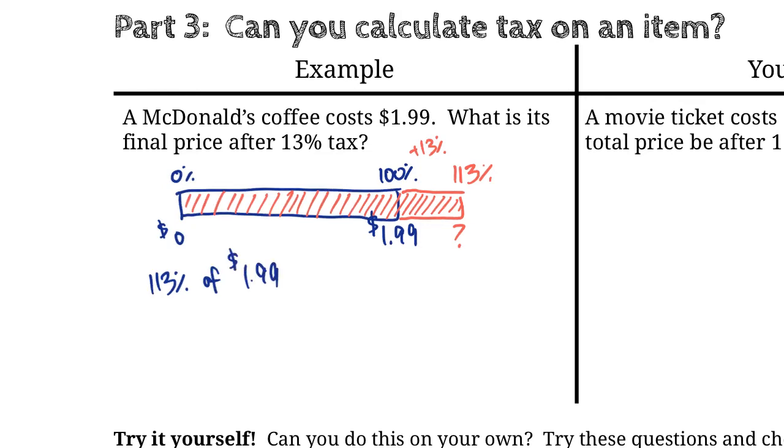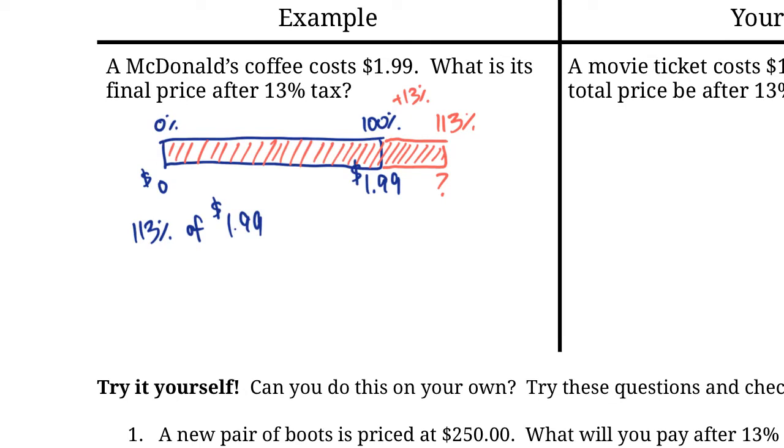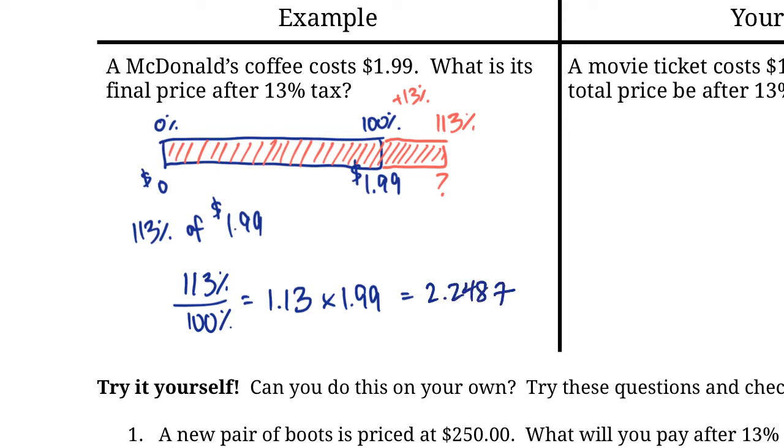So we do this in the exact same way that we would solve the problems on the previous page. And remember, on the previous page, we did it by converting 113% to a decimal first. So it would be 113% over 100, right? And that turns it into a decimal, 1.13. Then we multiply by the total cost, $1.99. So 1.13 times $1.99 gives us $2.2487. Oh my gosh, there's a lot of decimal places there.